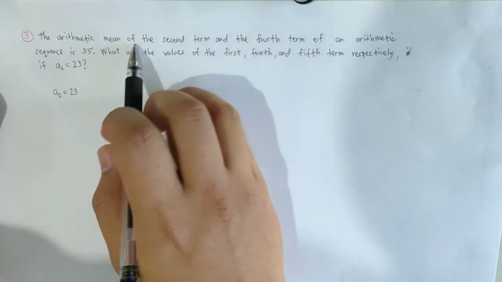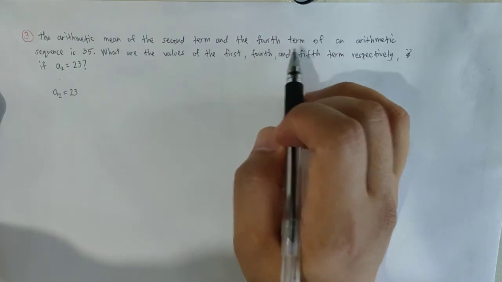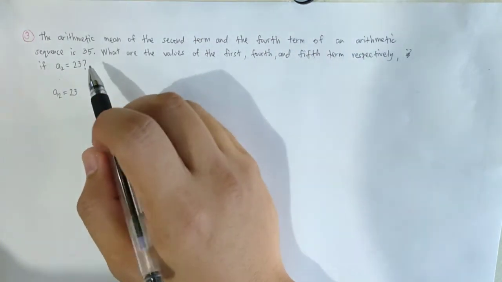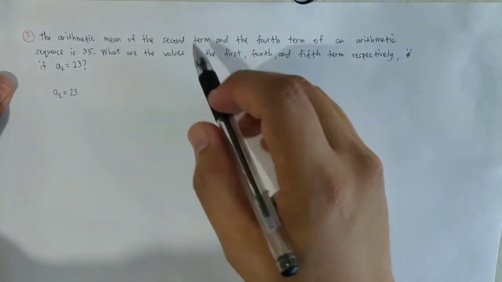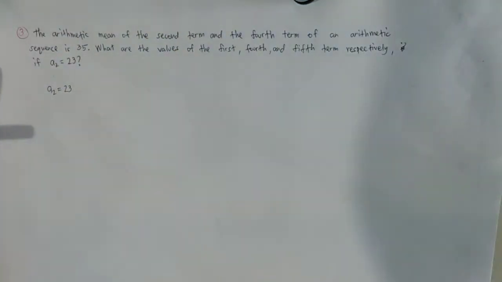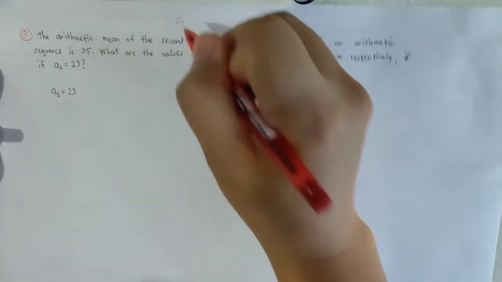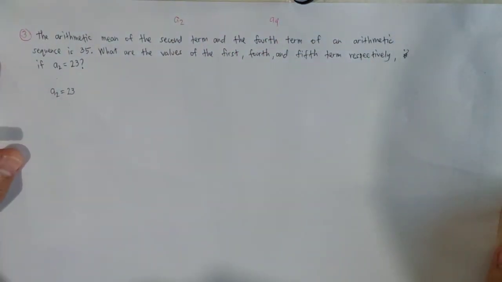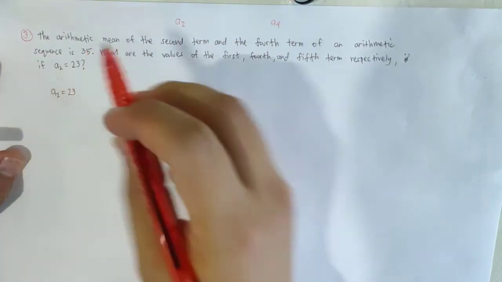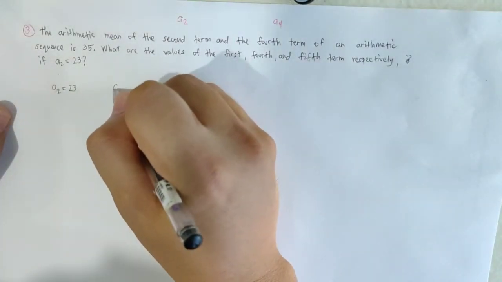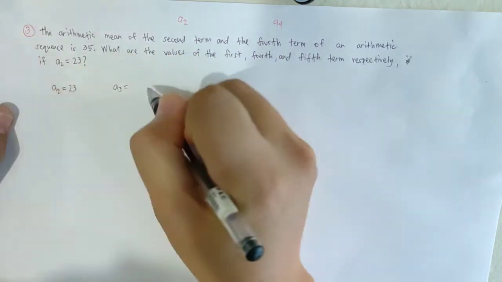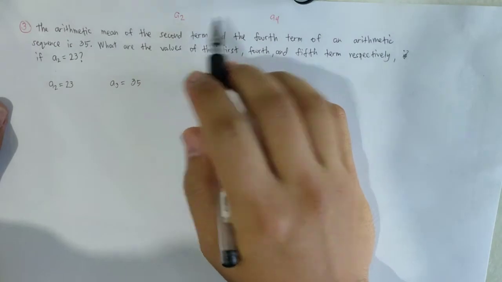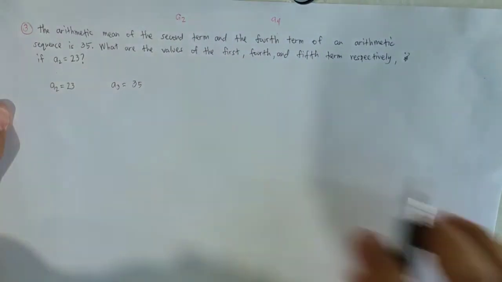So, sabi, the arithmetic mean of the second term and fourth term of an arithmetic sequence is 35. Arithmetic mean daw ng second term natin. Ano ba yung second term? A sub 2. Ano ba yung fourth term? A sub 4. Ang arithmetic mean daw nila is 35. So, therefore, yung a sub 3 natin is equal to 35 kasi siya yung pagitan ng a sub 2 and a sub 4. So, meron tayong dalawang given.